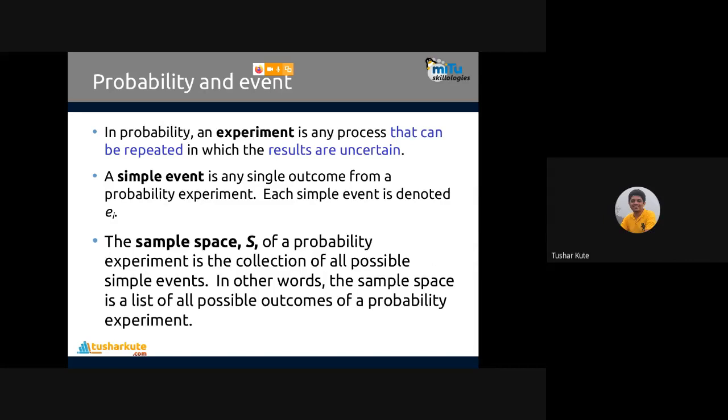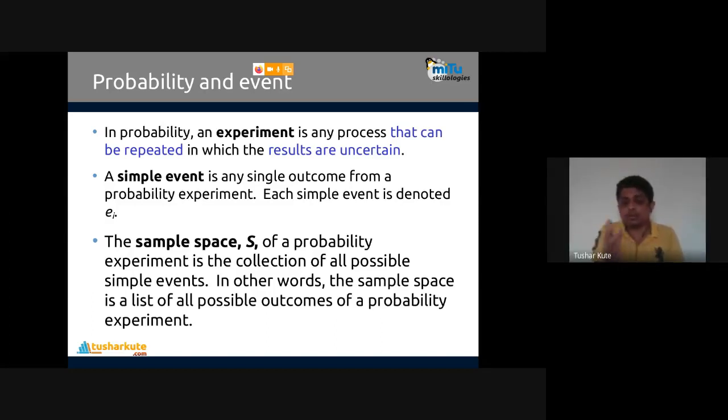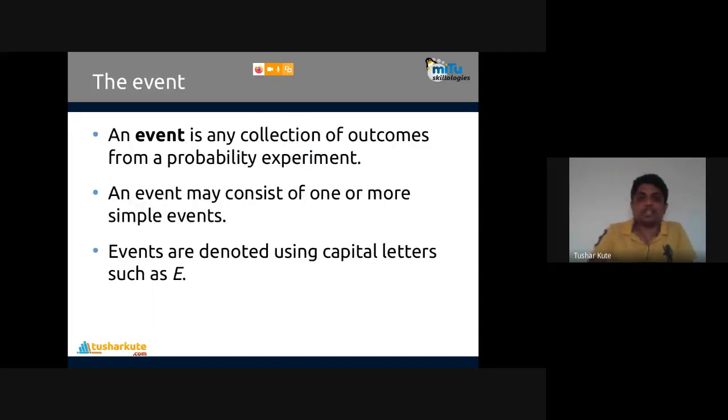Another is called the sample space, S, of a probability experiment. The sample space S is the collection of all possible simple events. So S is a set of E. In other words, the sample space is a list of all possible outcomes of a probability experiment. Flipping a coin: how many possible outcomes are there? Two. A third is possible, but not considered. Head and tail. The sample space will have all these outcomes as a collection. So an event is any collection of outcomes from a probability experiment. An event may consist of one or more simple events and is denoted by the capital letter E.